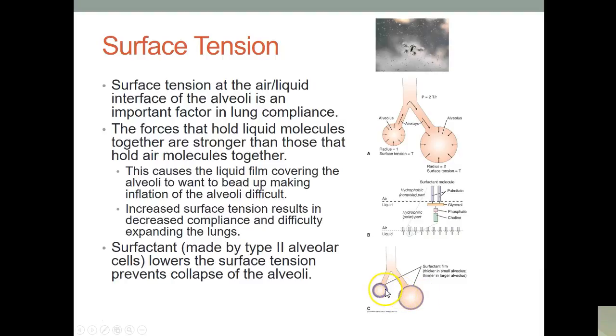So this surfactant film is actually going to be thicker in the small alveolus to help overcome more surface tension, and thinner in the large alveoli. So the small alveoli don't simply collapse and transfer their air into the larger alveoli.